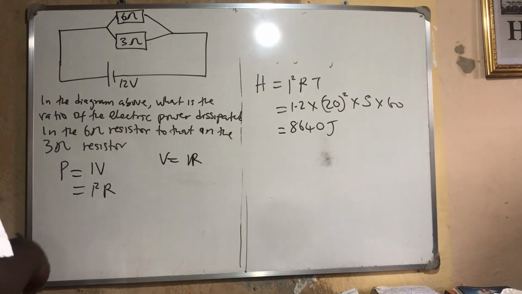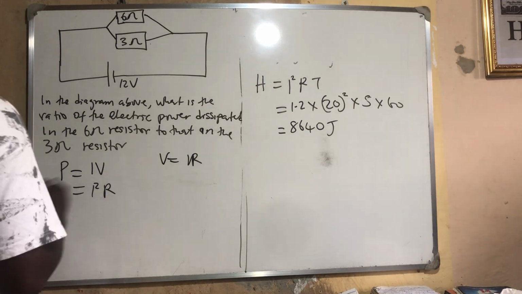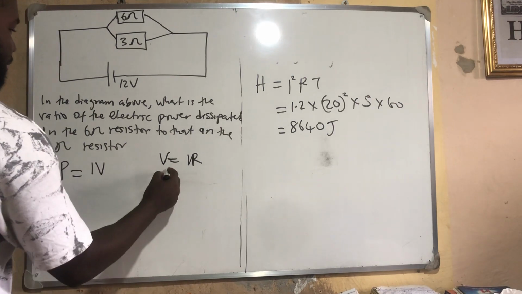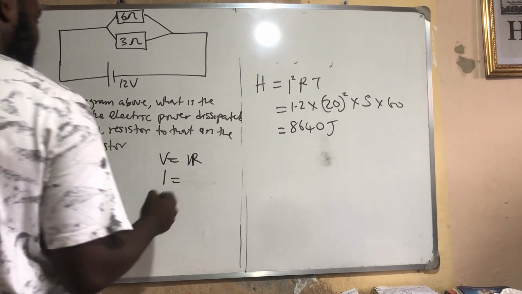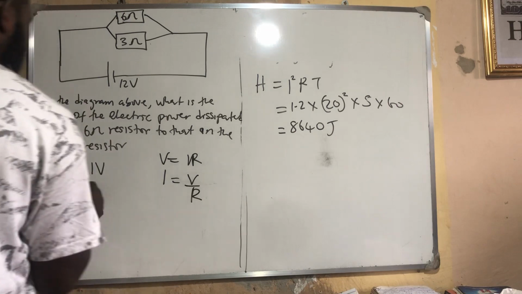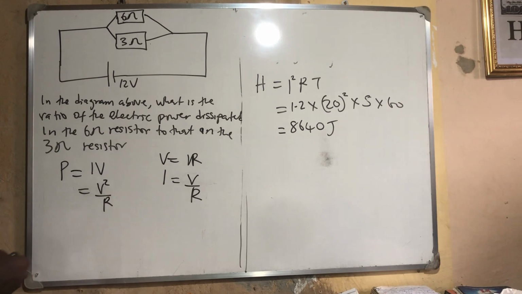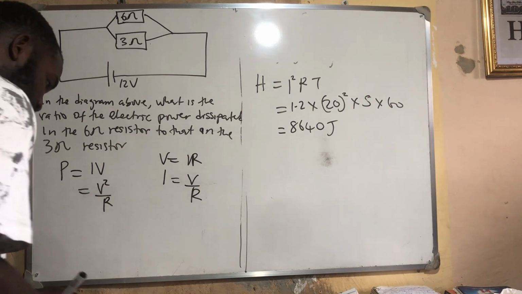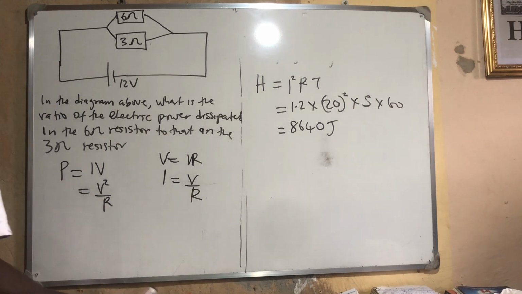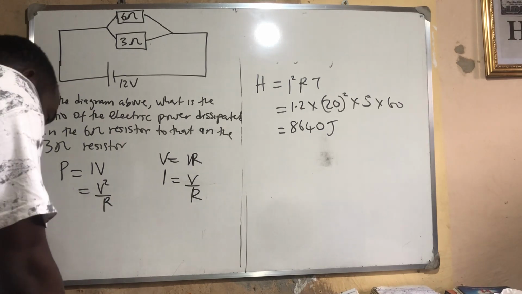But I don't have current. Since I don't have current, let me make I subject. If I make I subject, I'll have V over R. So therefore I have V squared over R. So V squared over R is the formula for power. That's the formula for power.